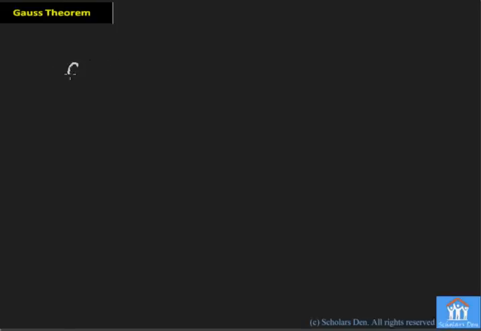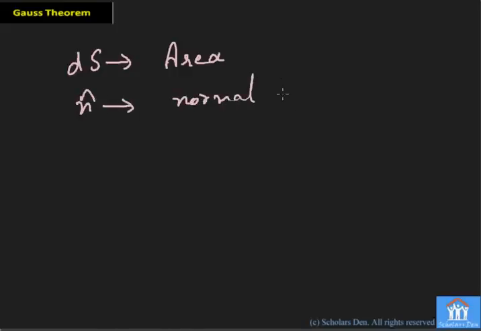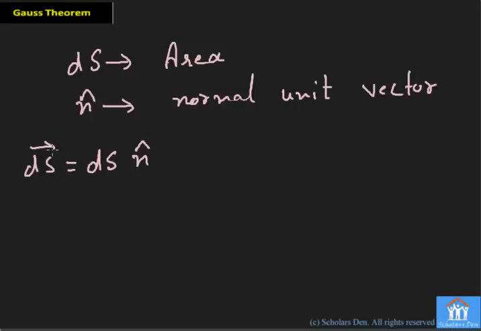So ds only represents your area, and when you put n and put the cap on it, it becomes the normal unit vector. So when you write area multiplied by the normal unit vector, then it becomes your area vector. So from this it's very clear that area vector means the cross section area multiplied by a unit normal vector, then it becomes an area vector.